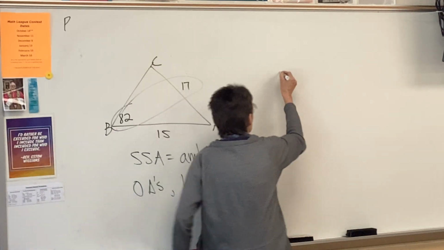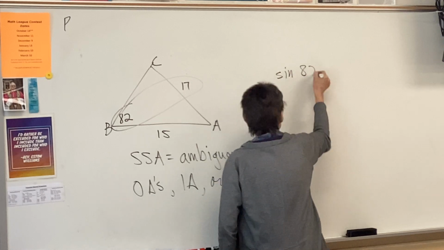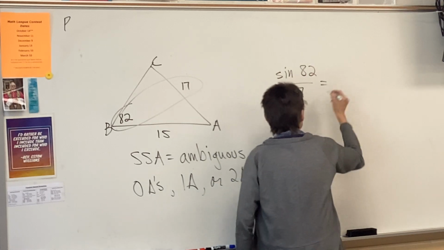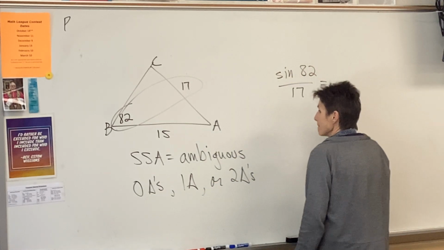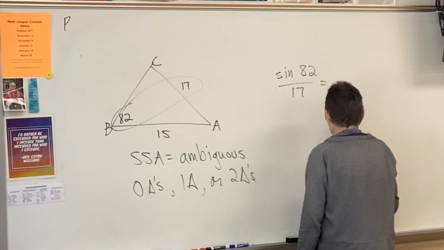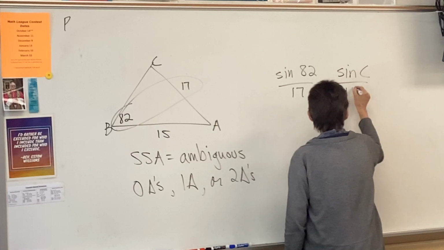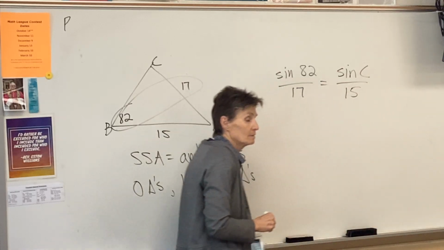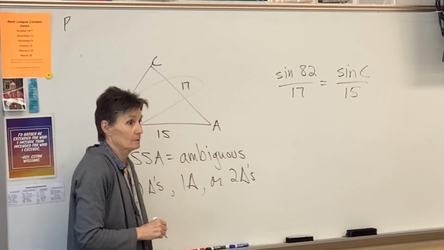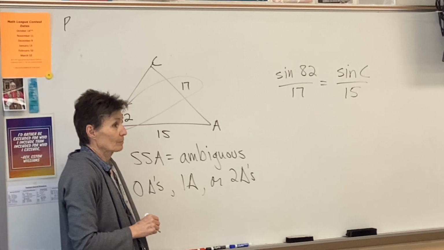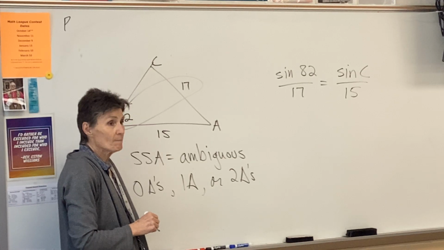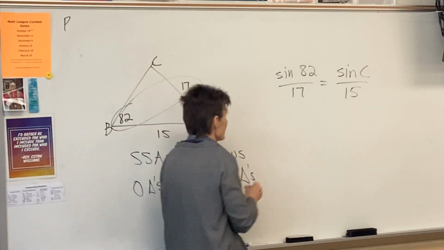So here I go. Sine 82 over 17 equals what? Sine C over 15. That's really all we can do. Would you agree with that? Yeah. Okay, so now we'll cross multiply.